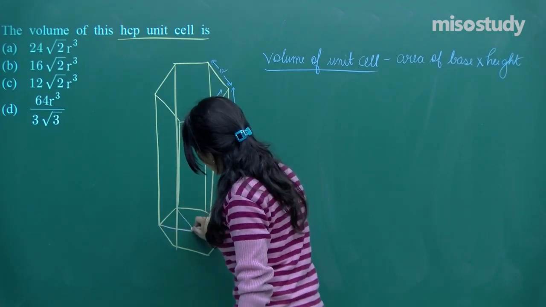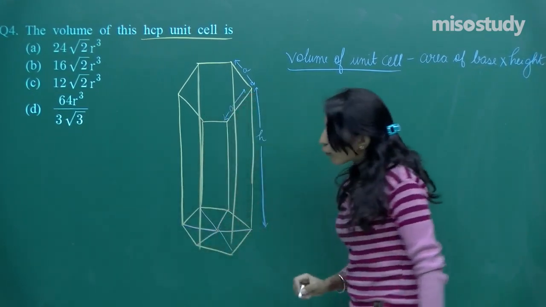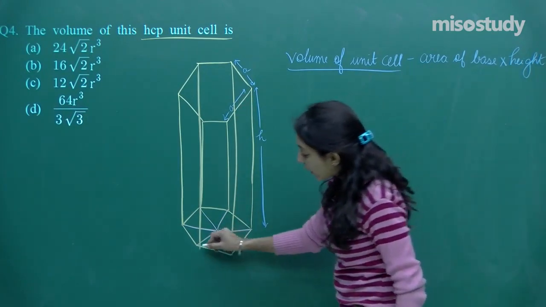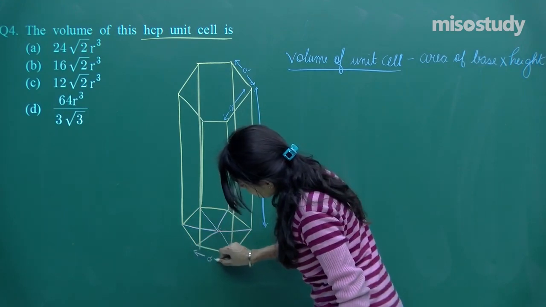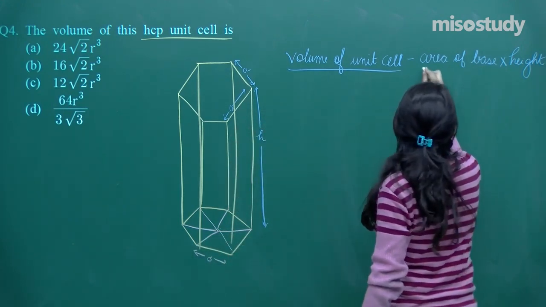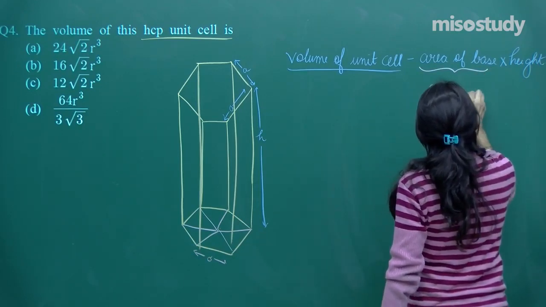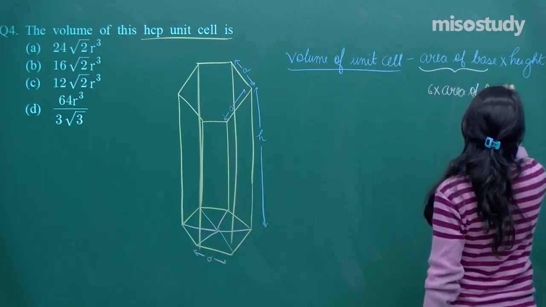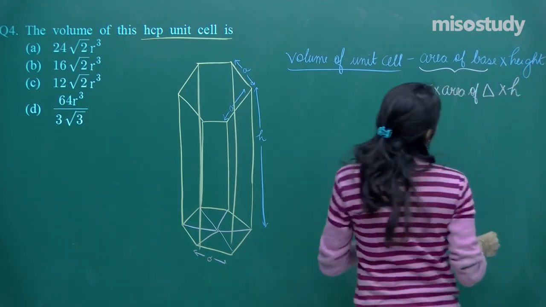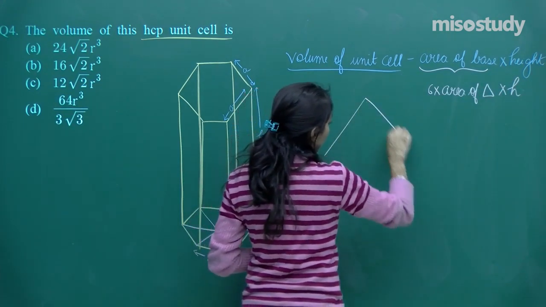Start connecting all the vertices of the hexagon to the center. Don't you think you are getting 6 equilateral triangles, each with the edge length a? So if the edge length is a, now you can write area of base is 6 into area of equilateral triangle multiplied by the height h, right? So now what should be the area of the triangle? You have each triangle that is given to you.